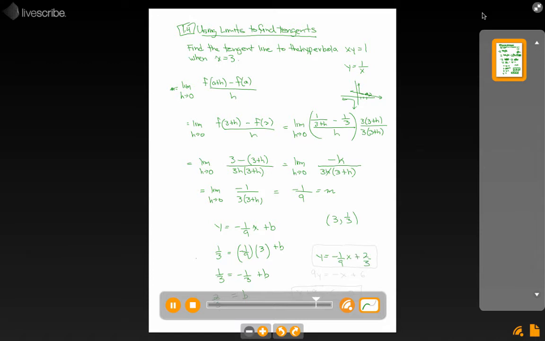If you check answers in your book, you won't get that. They'll get rid of denominators first by saying multiply everything by 9 here, so negative x plus 6, and then put things in order to say x plus 9y minus 6 equals 0. For most of my test questions, the slope-intercept form is perfectly fine. If you're checking answers in the back of the book, you'll see something that looks like that. But there's another example of using a limit to find a tangent.